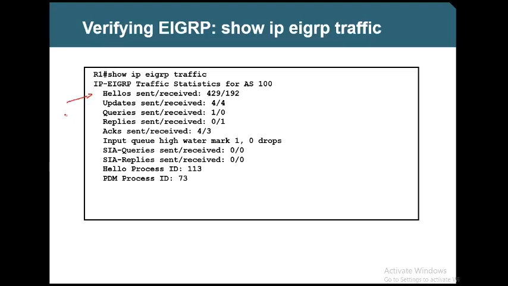EIGRP sends hello packets, update packets, query packets, reply packets, and acknowledgement packets, which we saw earlier in the previous chapter. So if you wish to see how many hello packets and how many update packets are sent and received, you can use this command. SIA means stuck in active. We'll come to these things later.